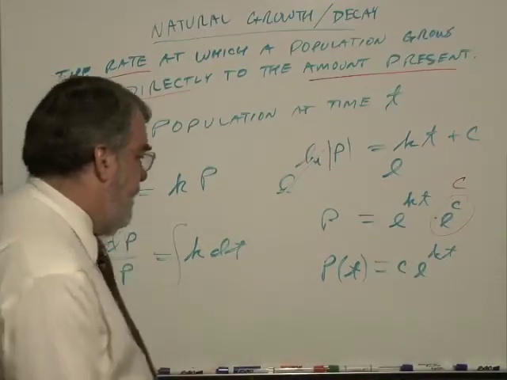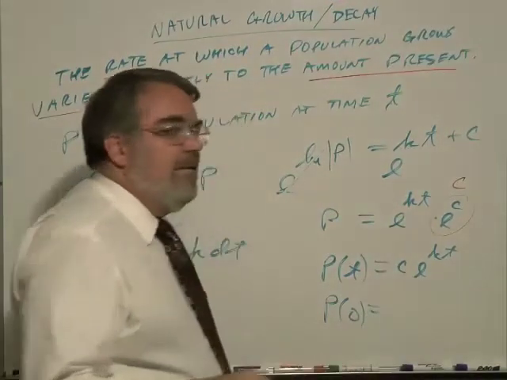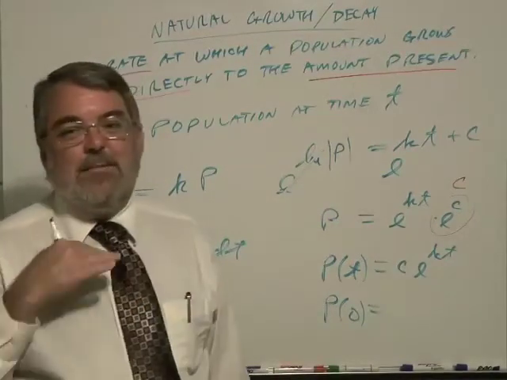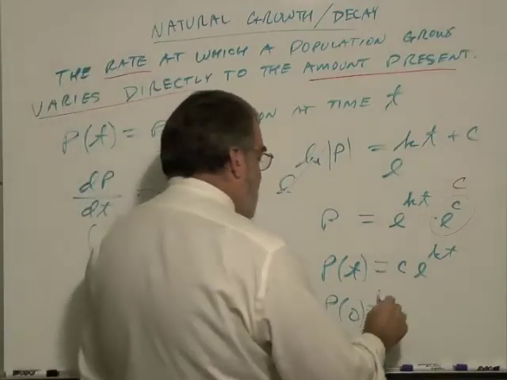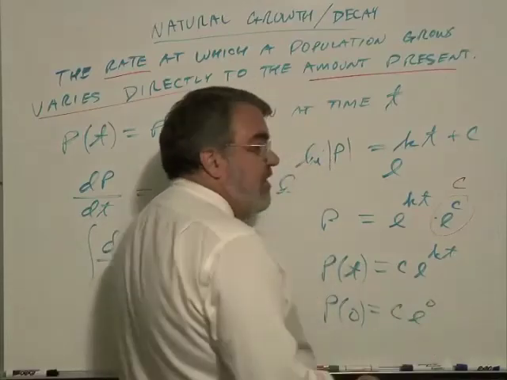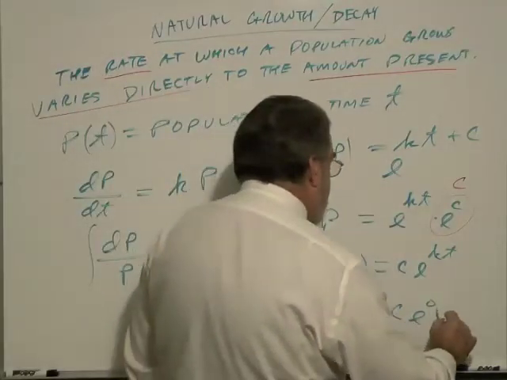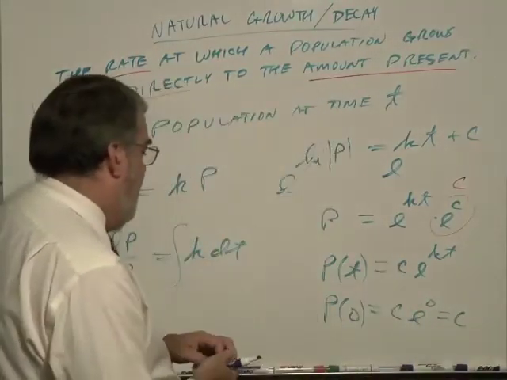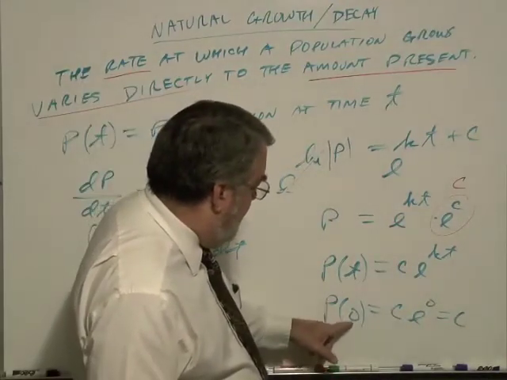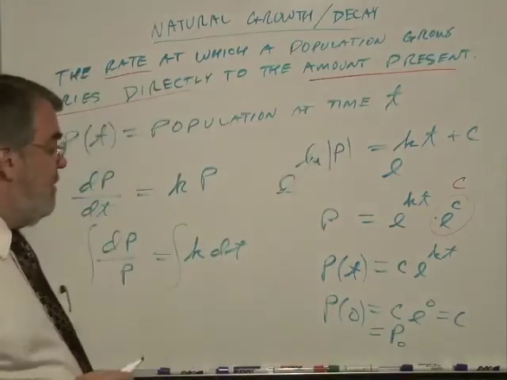Now, when time is 0, p of 0, in other words, at the beginning of the period we're monitoring for our population growth, we call the beginning time 0, then p of 0 would be c e to the k times 0, c e to the 0 power. And what's e to the 0? It's 1, so it's c times 1, which is c. So in this problem we're going to call p of 0 p subscript 0.